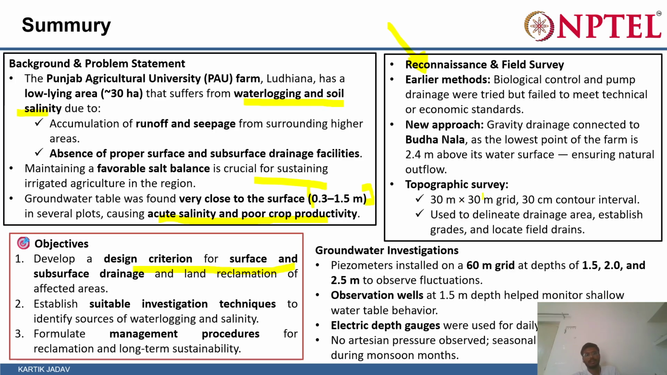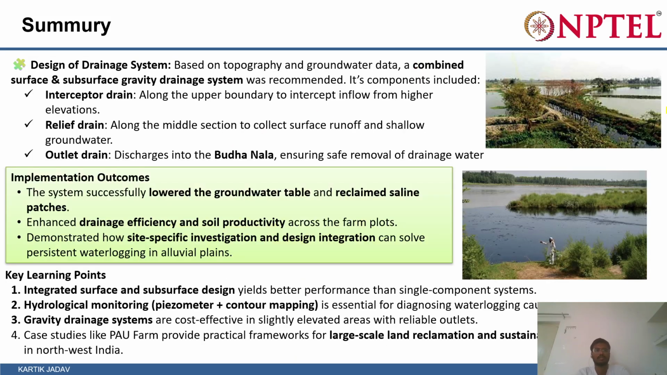Then there were different kinds of aspects, and I'm not going into the detail. So they finally designed the drainage system based on the topographic survey data, and a combined surface and subsurface gravity drainage system was recommended. Its components include an interceptor drain. You know that it collects the flow: if the flow is in this direction, you are intercepting it with a drain perpendicular to the flow direction, right?